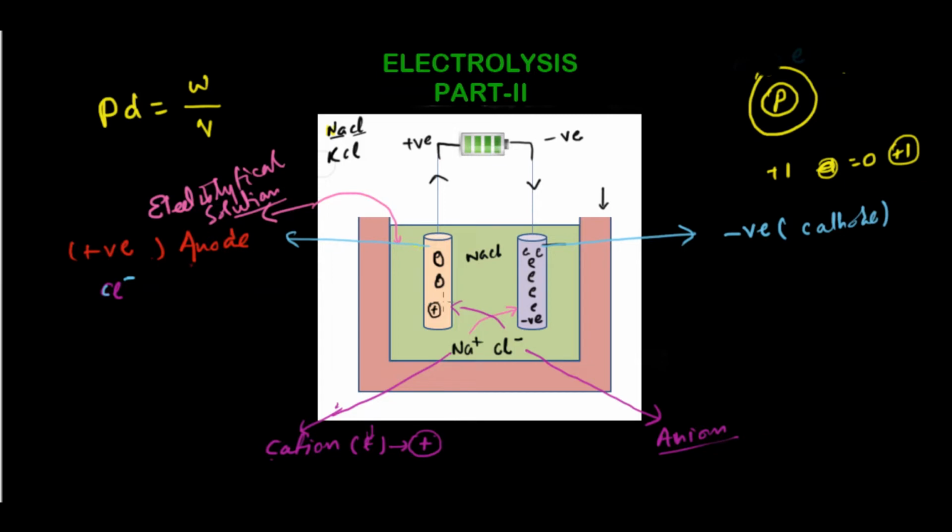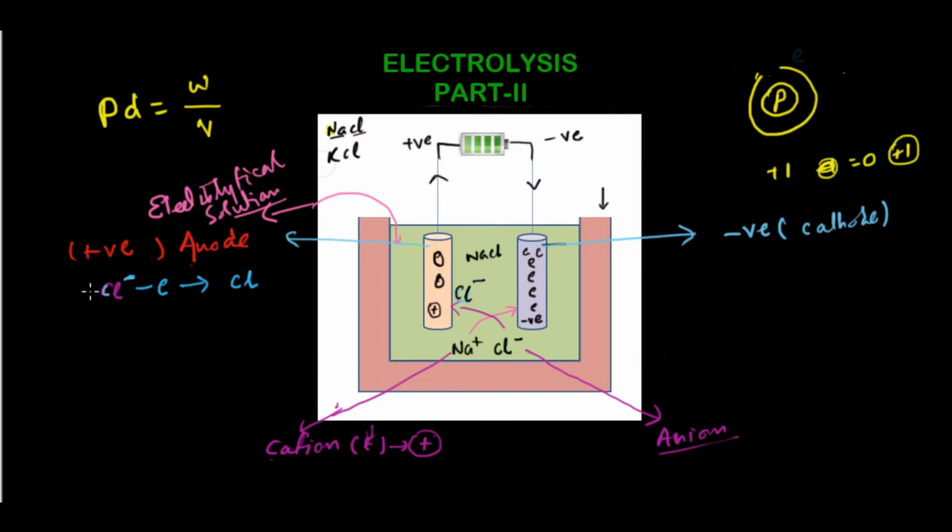Now you see what this positive terminal is doing. It is taking the electron and putting this electron to the cathode. So if the Cl- reaches this electrode, it's going to lose the electron. It already has one extra electron, so if it loses the electron, it will become Cl.